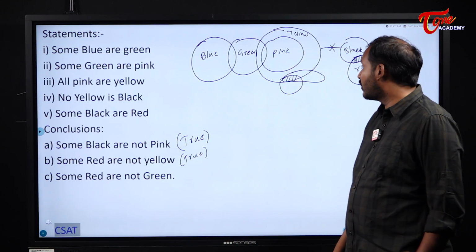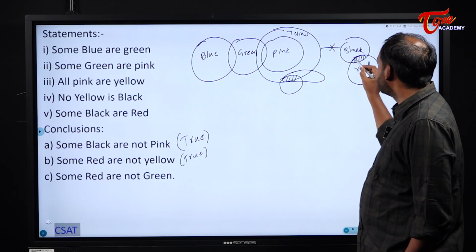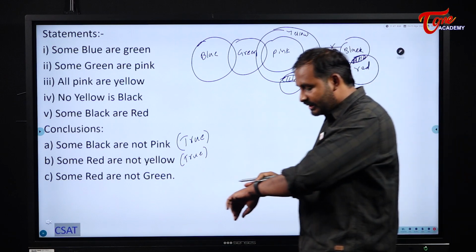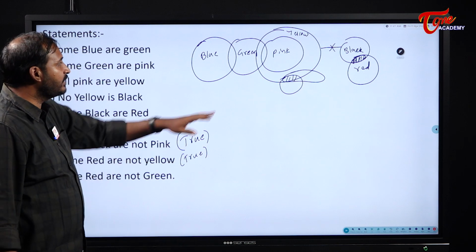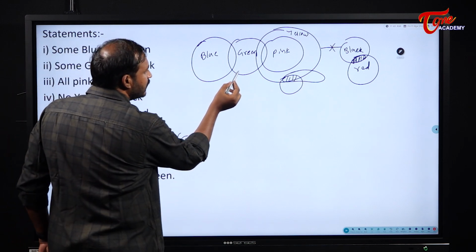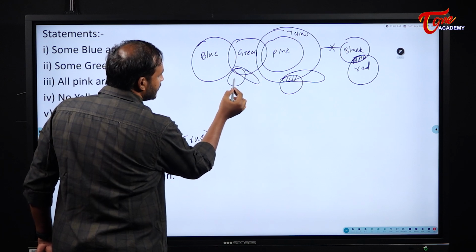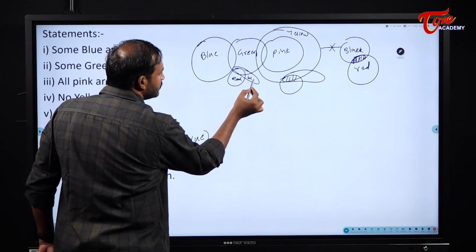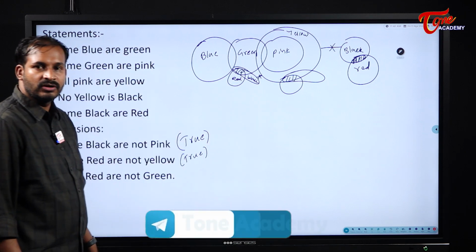Next one, some red or not green. Where is some red portion? This is the some red portion. Now, what they are telling, some red portion is not green. So, some red portion, how can I draw? Now, I will draw the some red portion here. This is red and this is black. Still there is no relation between black and yellow, right?